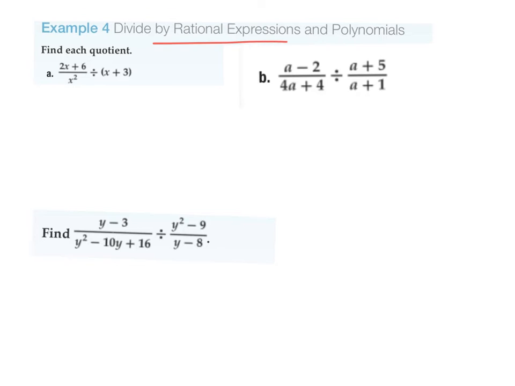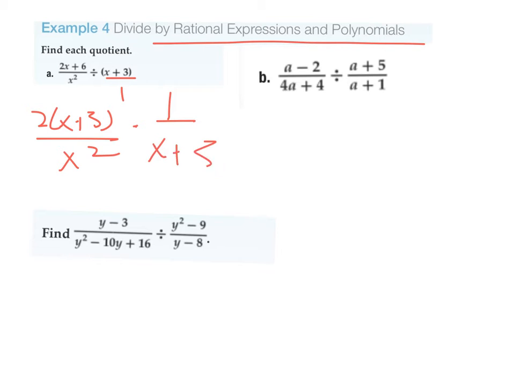To divide rationals, like I said, we're going to keep, change, flip. So this has a 1, so I'm going to factor this part, I'm going to change to multiplication and flip the 1 over x plus 3. And because the x plus 3 has the same on top and bottom, they cancel. And so what I'm left over with is a 2 over x squared.